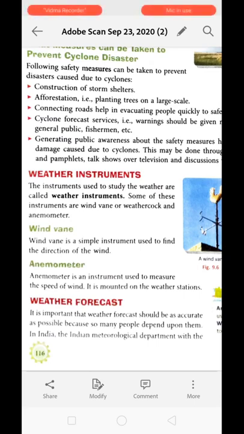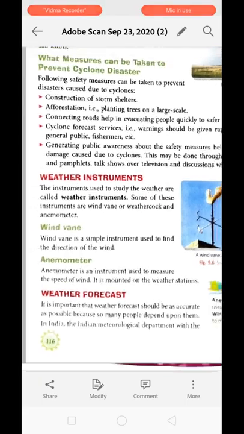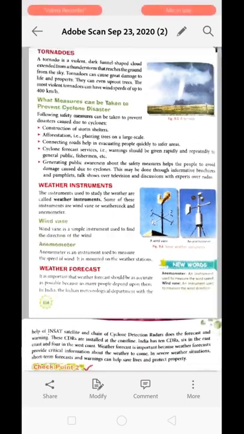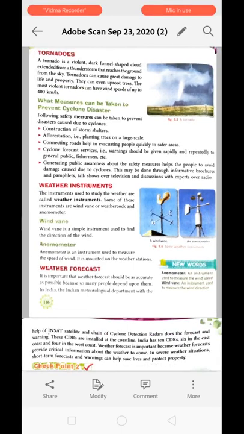Cyclone forecast services, that is, warnings should be given repeatedly and rapidly to the general public, especially the fishermen, because the fishermen are the ones who suffer the most from these kinds of natural calamities. Warnings should be repeatedly broadcast on radio so that people can become aware properly.